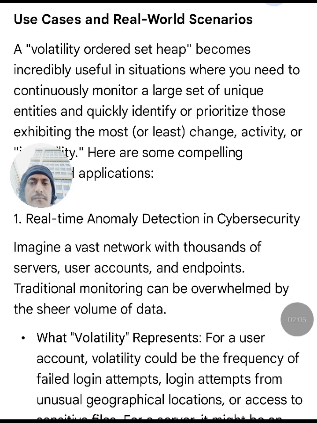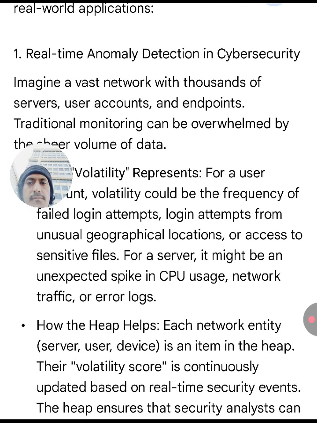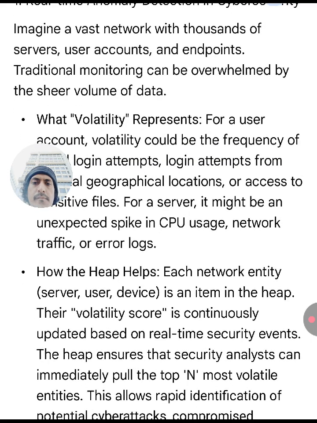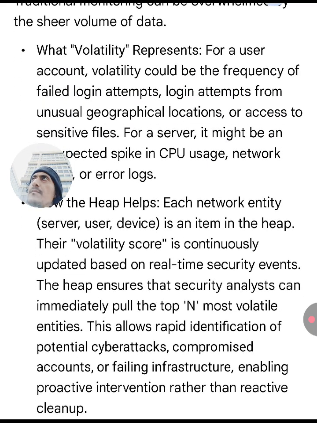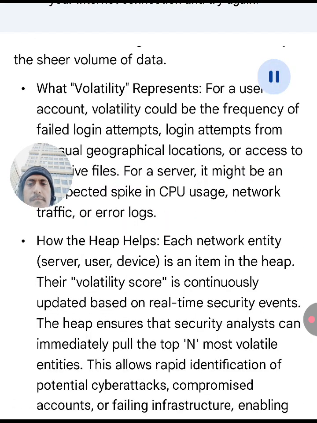In cybersecurity, imagine a vast network with thousands of servers, user accounts, and endpoints. Traditional monitoring can be overwhelmed by the sheer volume of data. What does volatility represent? For a user account, volatility could be the frequency of failed login attempts from unusual geographical locations, or access to sensitive files. For a server, it might be an unexpected spike in CPU usage, network traffic, or error logs.